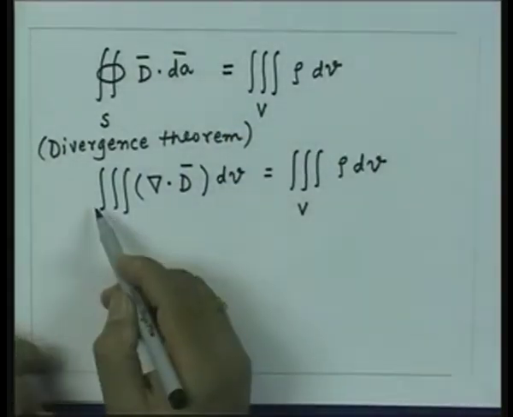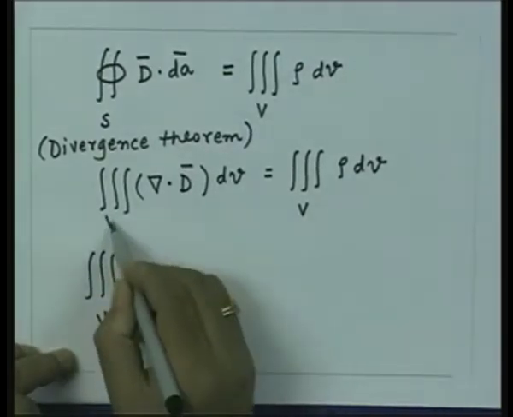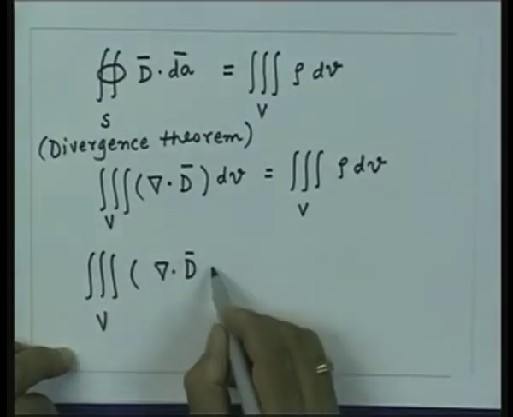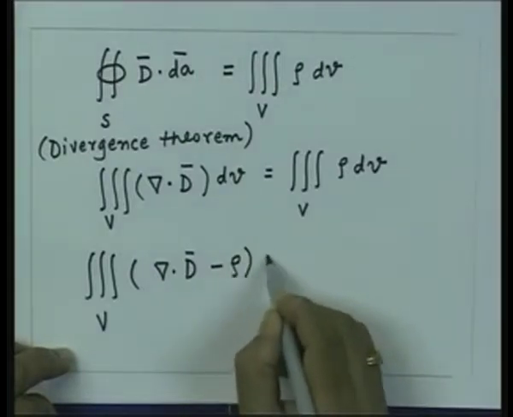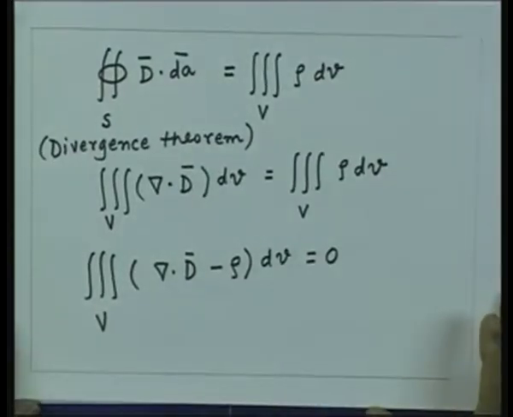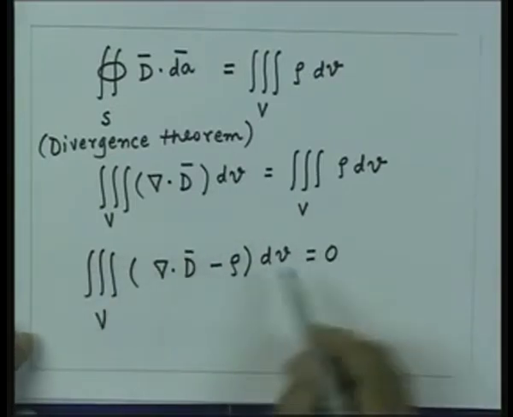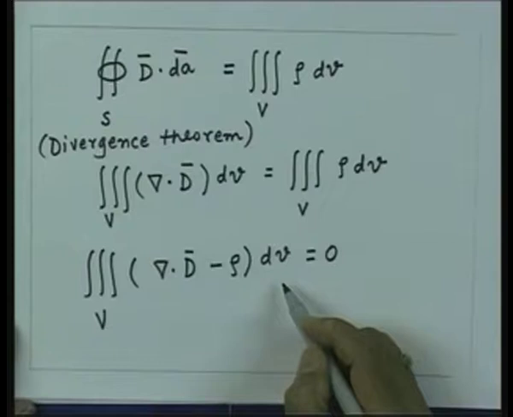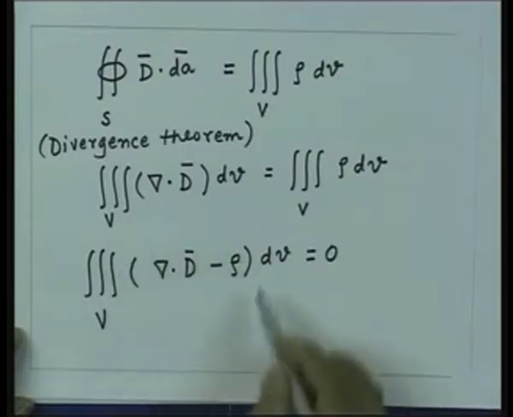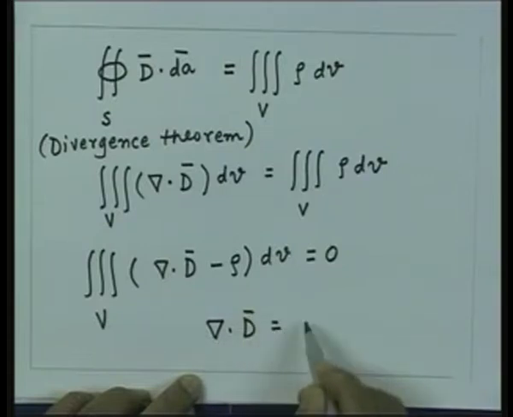I can bring this term on this side and write the integral over this volume V of del dot D minus rho dV, that is equal to 0. Now, this relationship or this integral must be true for any arbitrary volume. That can happen provided the integrand is identically 0. So, this essentially gives you del dot D is equal to rho.